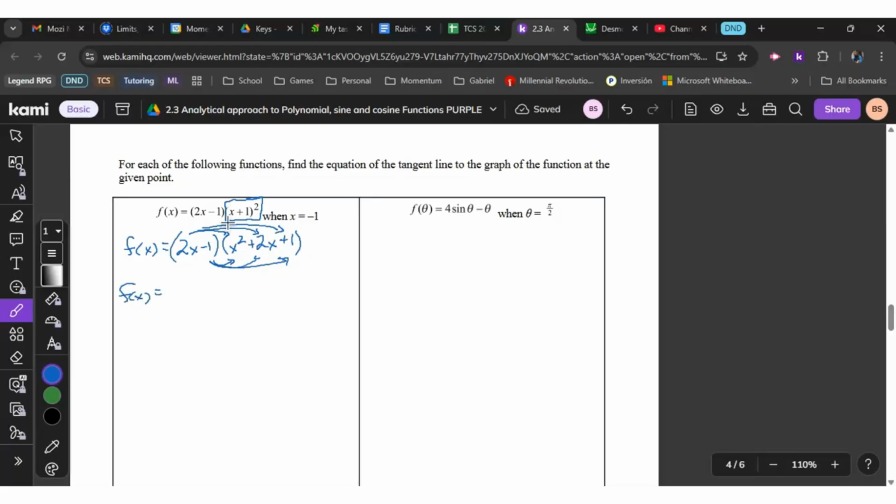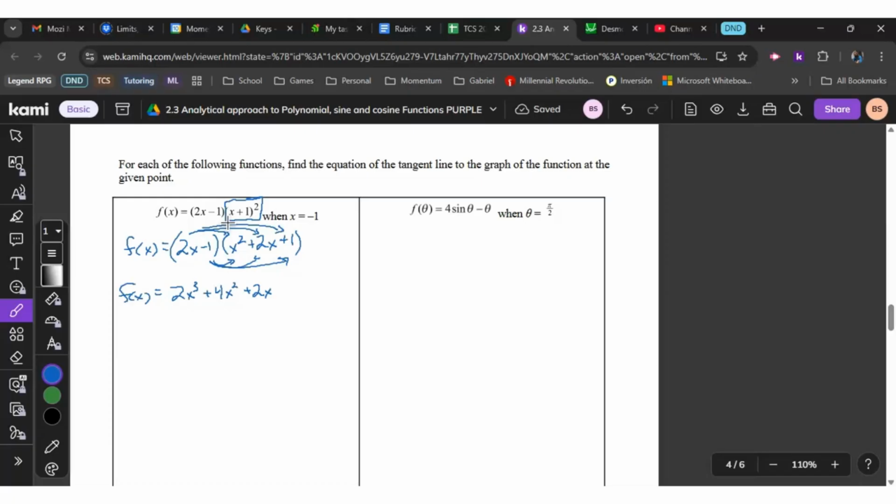So 2x into everything becomes 2x cubed. 2x times 2x is 4x squared. 2x times 1 is 2x. All I've done is taken 2x and multiplied it into every term of the trinomial. Does that make sense? Yeah?